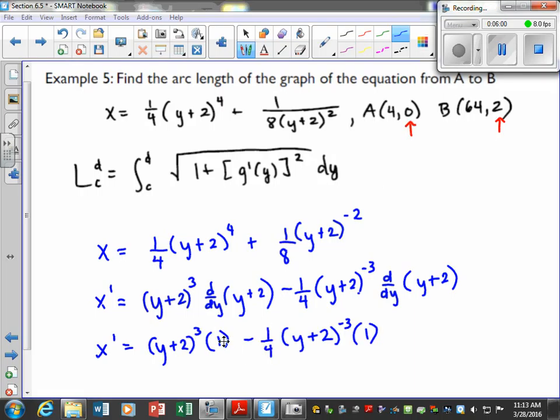Okay, y plus 2 to the third, the derivative of this is just 1. And we bring down minus 1/4, y plus 2 to the negative third, the derivative of this is just 1. Let's go ahead and use this now as our derivative to plug into our formula.